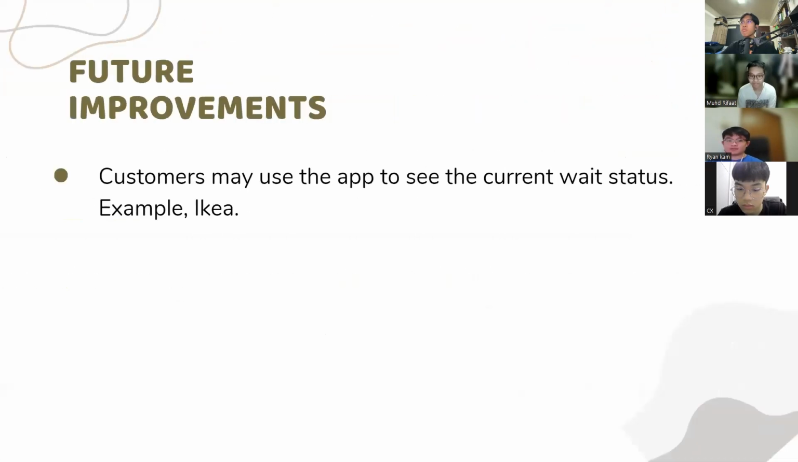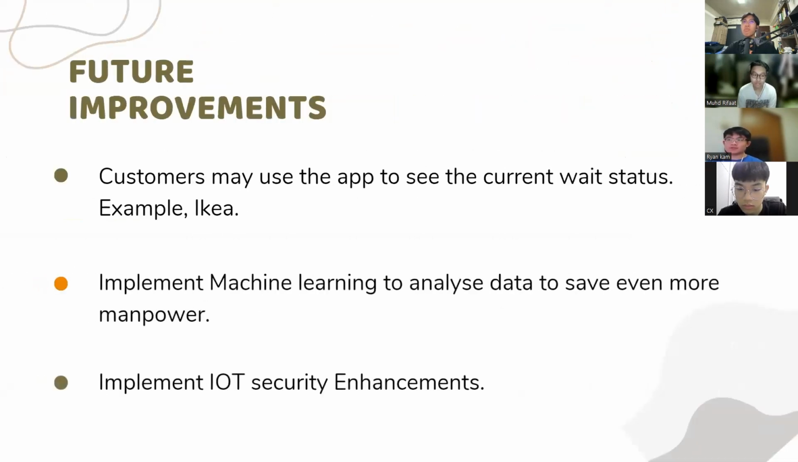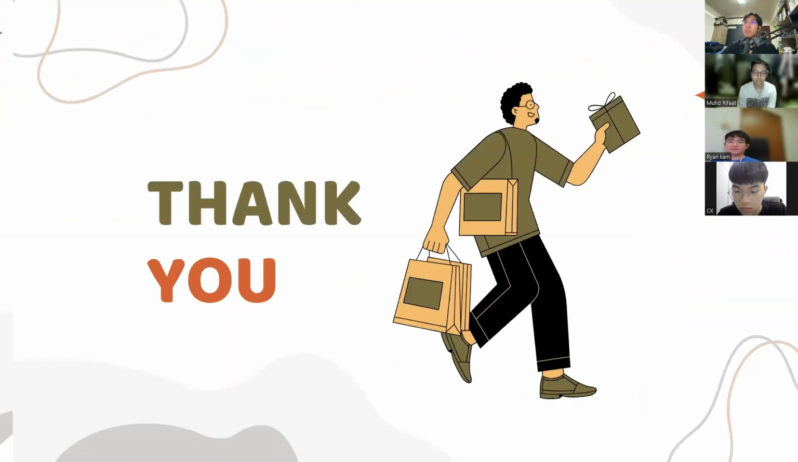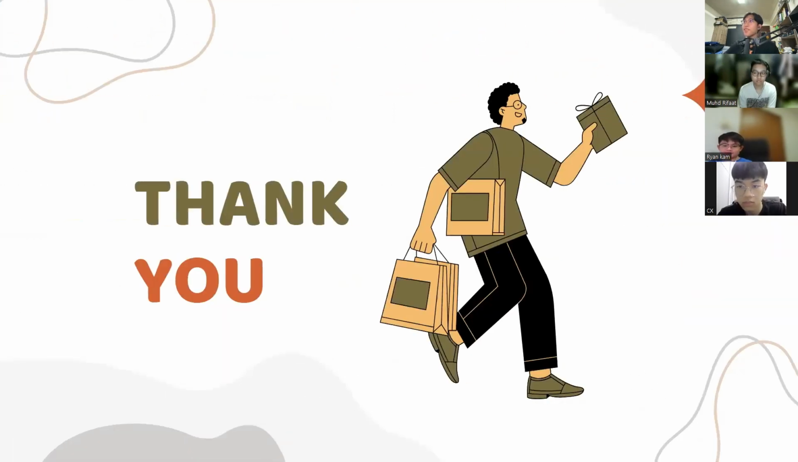Next slide. For future improvements, we can potentially integrate our system into apps. For example, if IKEA has an app, customers can check the queue times from their smartphones and not have to look up constantly. Secondly, we can implement machine learning to further decrease the manpower needed to analyze the graphs. Thirdly, we can enhance the security of the IoT system. Thank you for listening to our presentation, and now we'll show you our demonstration.